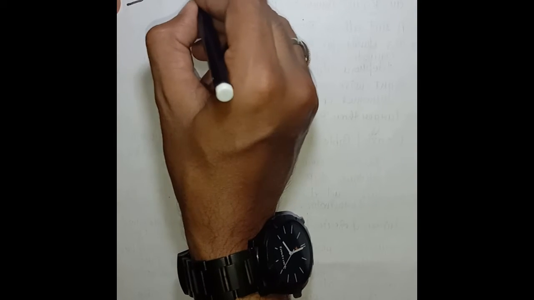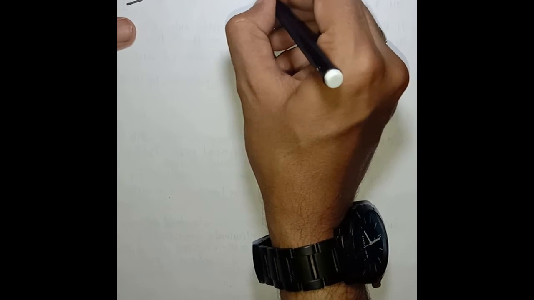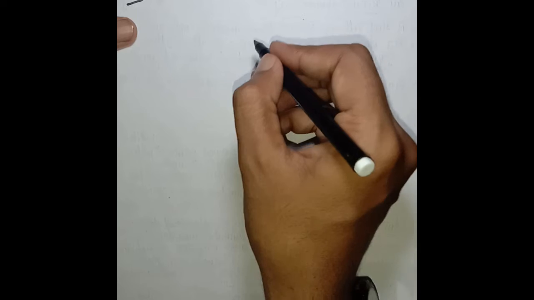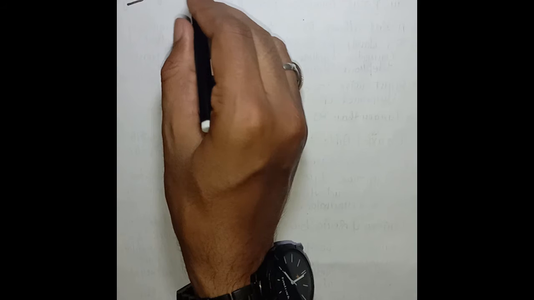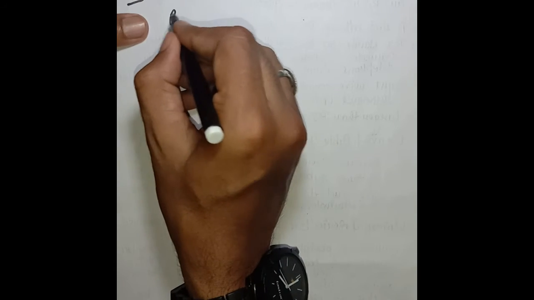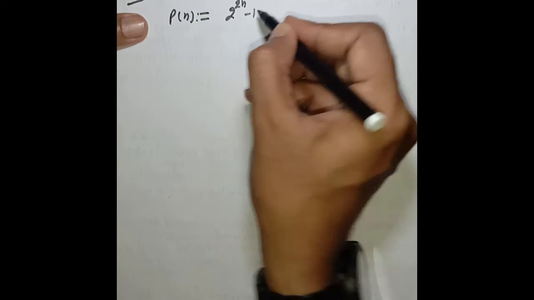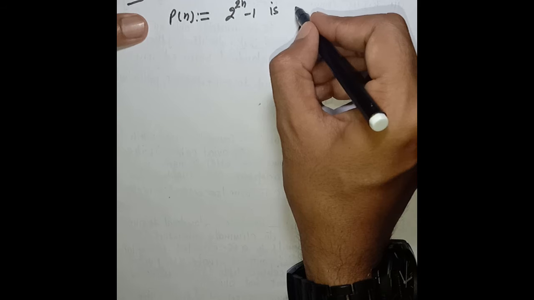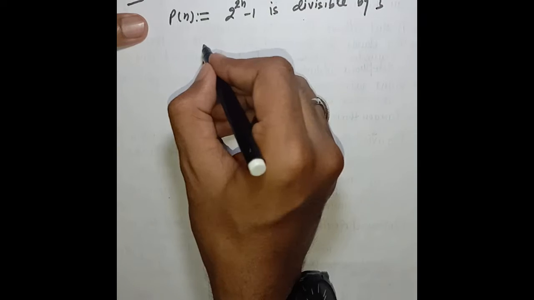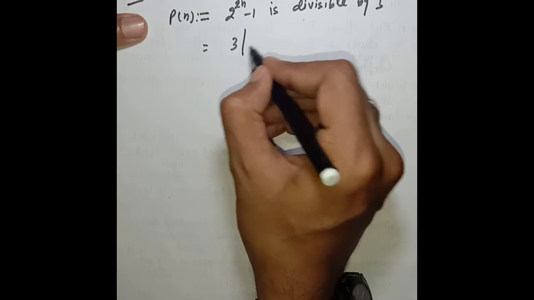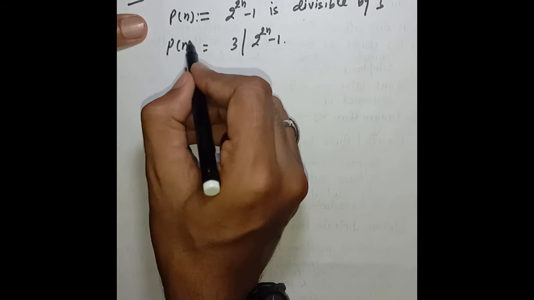Let or suppose, for n is equal to 1. This is the statement. The statement is 2 to the power 2n minus 1 is divisible by 3, or in short we write 3 divides 2 to the power 2n minus 1. This is the given statement.